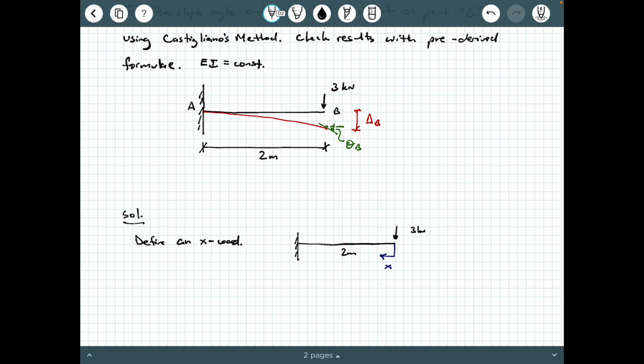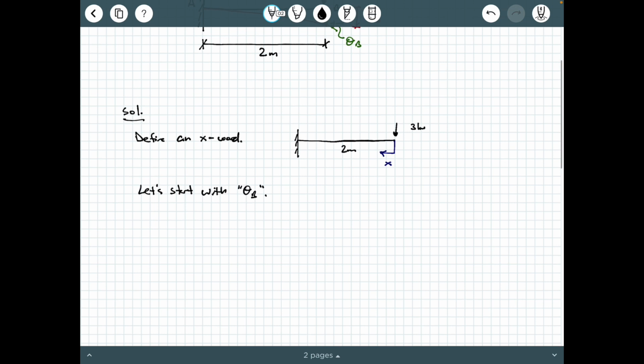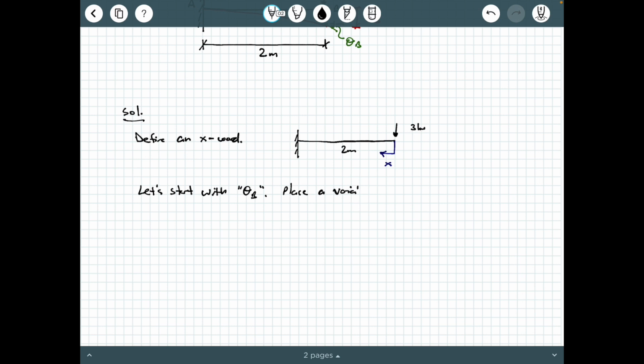All right, now the next thing we're going to do is figure out which one of these we want to calculate first, because really this is kind of like two problems disguised as one. Let's go ahead and start with the slope, theta B. And so what do we do? Well, we place a variable couple moment M prime at point B.